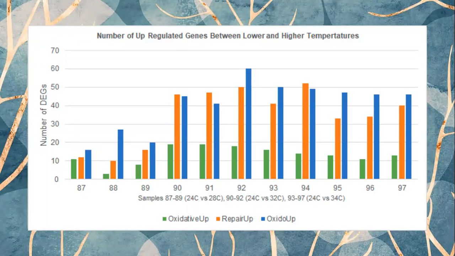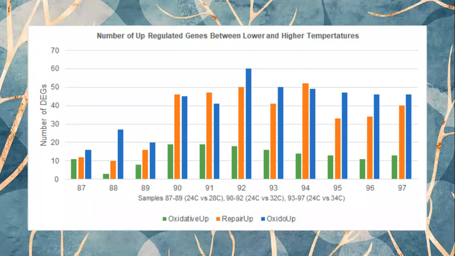Using the gene ontology information, I searched for the key terms oxidative, repair, and oxidoreductase. The results show a large increase in the amount of differentially expressed genes from the low to medium treatment temperatures, a small decrease in the amount of differentially expressed genes from the medium to high treatment temperatures, giving me an indicator for when significant change starts to happen in coral bleaching.